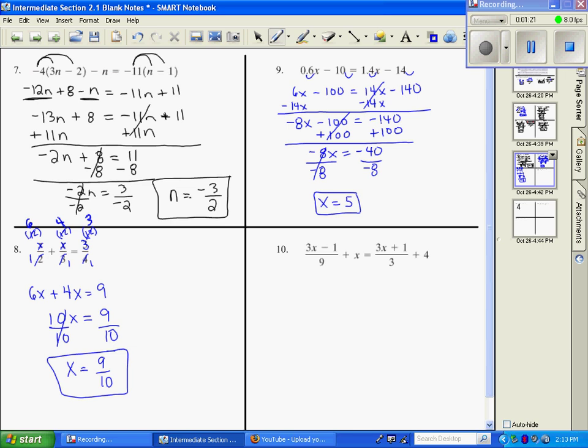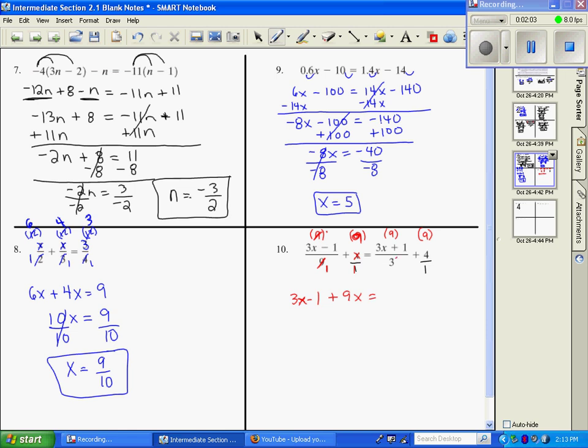Alright, number 10. I see some fractions, so the first thing I want to do is make every term in the problem a fraction. So I'm going to put all of the rest of them over 1. Now a common denominator would be a 9. So if I multiply every term in the problem by 9, I need to simplify each term individually. This first term, divide by 9, and I just have 3x minus 1 left. My second term, 1 and 9 do not simplify, so I just multiply 9 times x to get 9x.